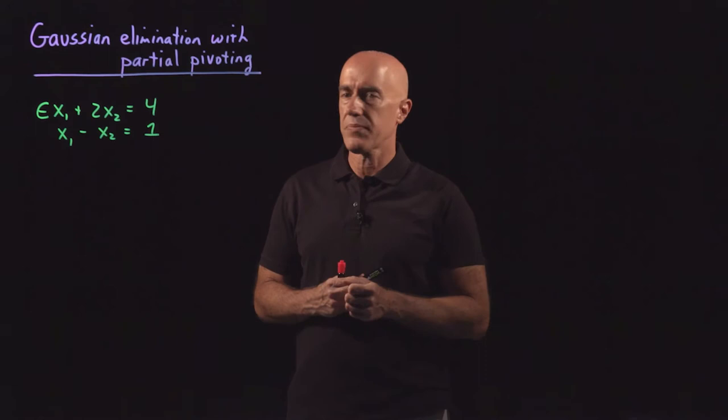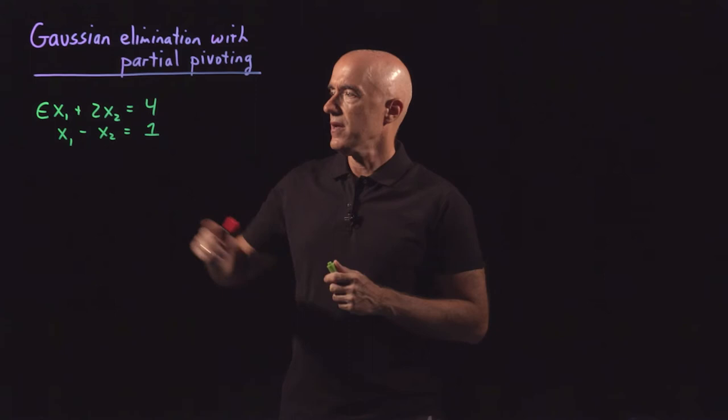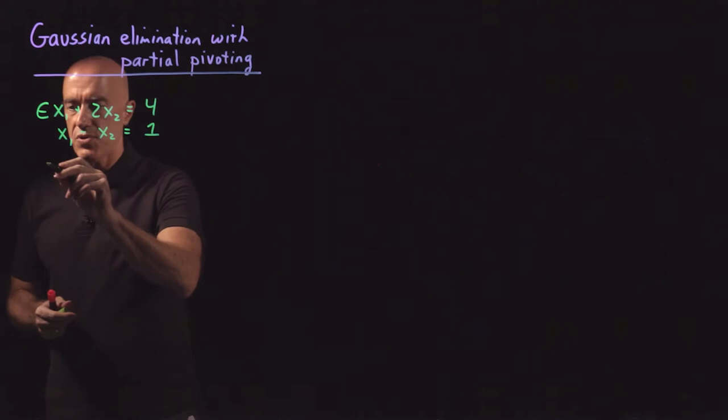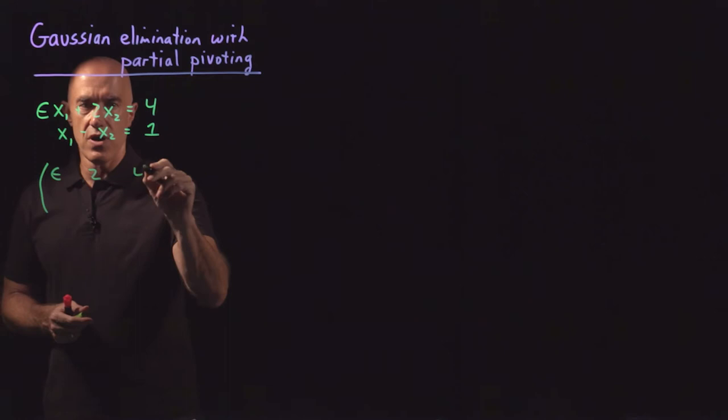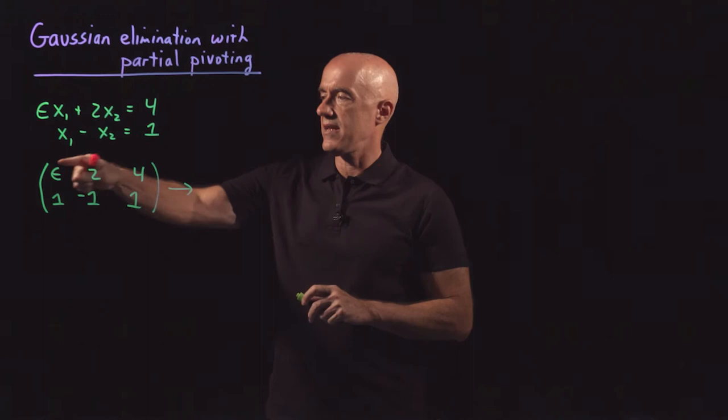So let's go back to our system of equations. Epsilon is machine epsilon, the distance between one and the next largest number. So our equation is epsilon x1 plus 2x2 equals 4, and x1 minus x2 equals 1. The Gaussian elimination procedure puts it in a matrix again. So we have epsilon, 2, 4, and 1, minus 1, 1. Without partial pivoting, we just went ahead and used epsilon as a pivot.